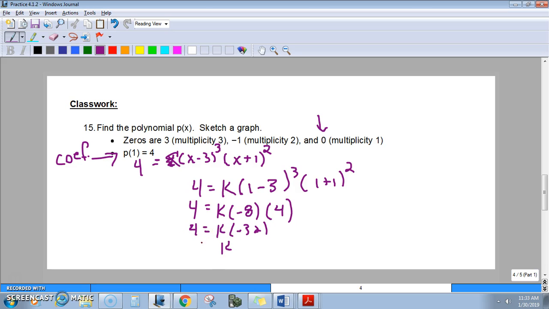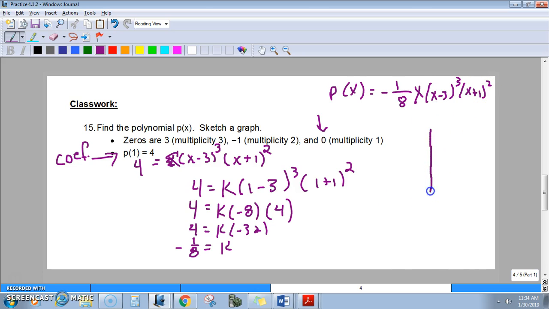So 4 equals k times negative 32. Divide both sides by negative 32. k is going to be equal to negative 1/8. Cool. So my equation is going to be p of x, it wants it to be p of x. All right, we can do that. p of x is equal to negative, that's important because that's going to show us which way it points, negative 1/8 x, parenthesis, x minus 3 cubed, parenthesis, x plus 1 squared.